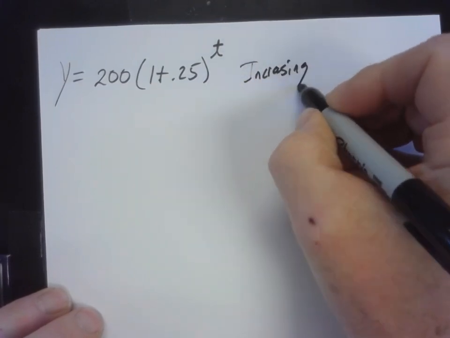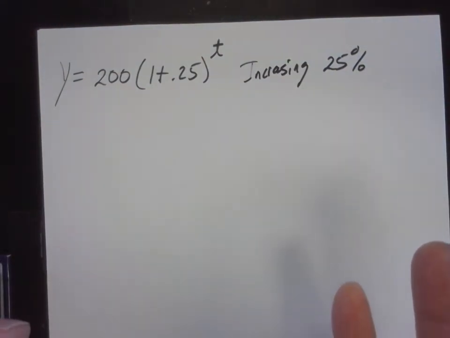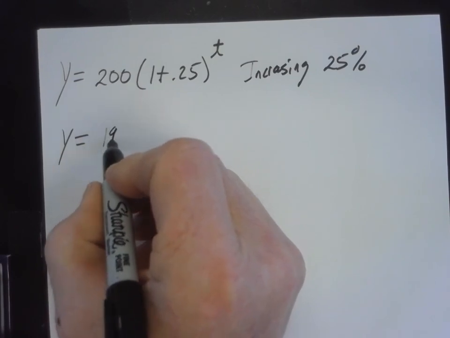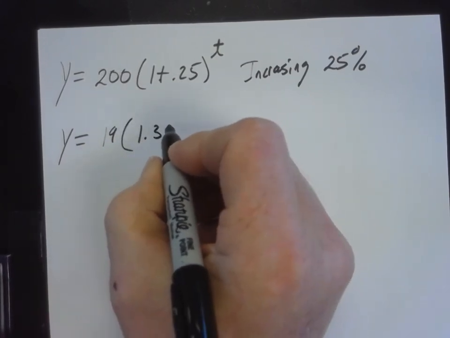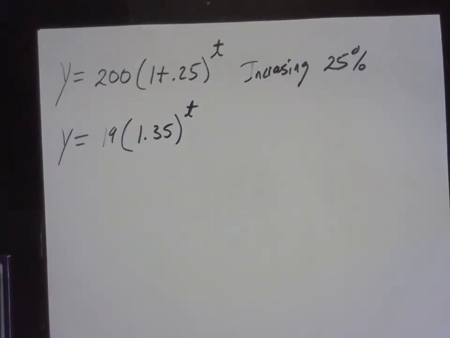So it's increasing 25%. That's pretty easy to see right there, isn't it? Okay, here's a new one. Okay, what's the initial amount, George? 19. Okay, and what's the increasing rate here? 35%. He says 35%.